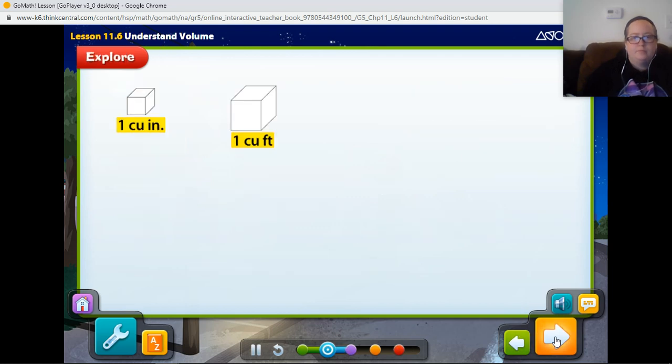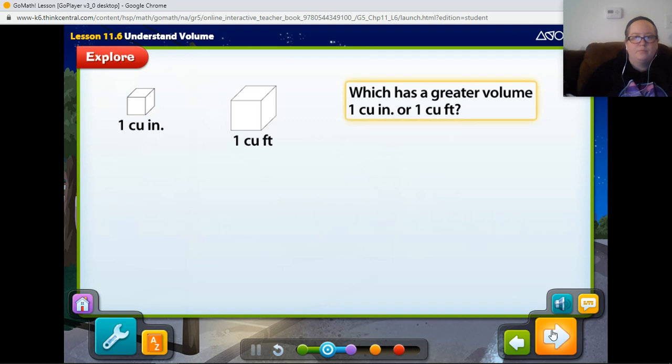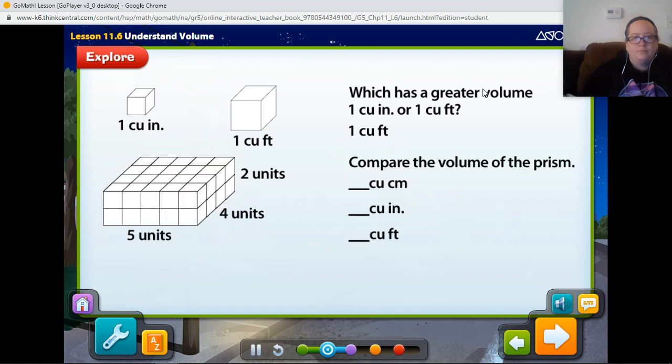Volume is measured in cubic units, such as cubic centimeters, cubic inches, or cubic feet. The volume of each cube is related to the size of the unit of measurement. Which has a greater volume, 1 cubic inch or 1 cubic foot? Feet are greater than inches, so 1 cubic foot would have a greater volume. Compare the volume of the prism in cubic centimeters, cubic inches, and cubic feet. Remember, for a three-dimensional figure, volume can be determined by multiplying length, width, and height.